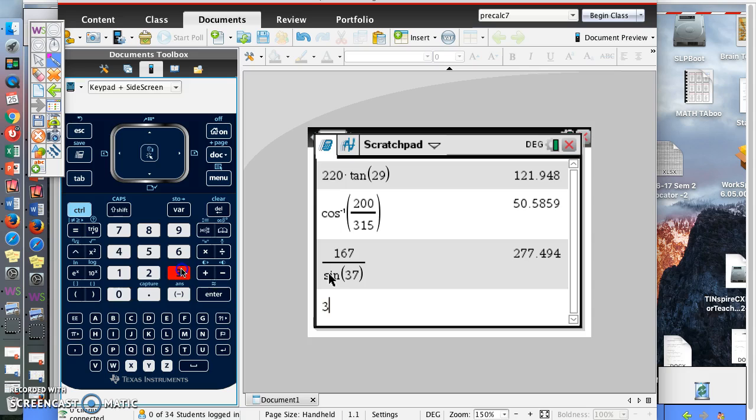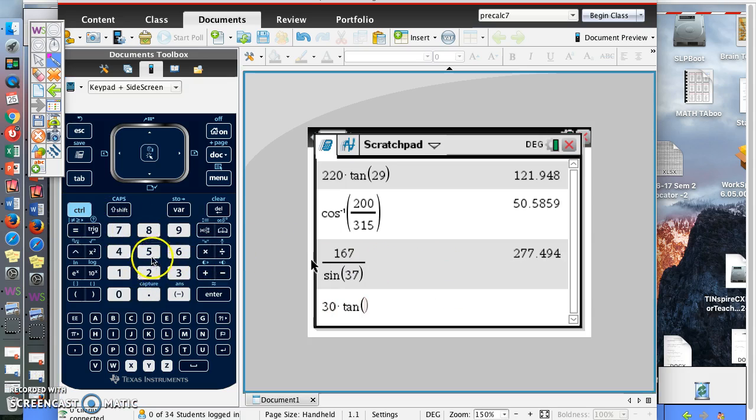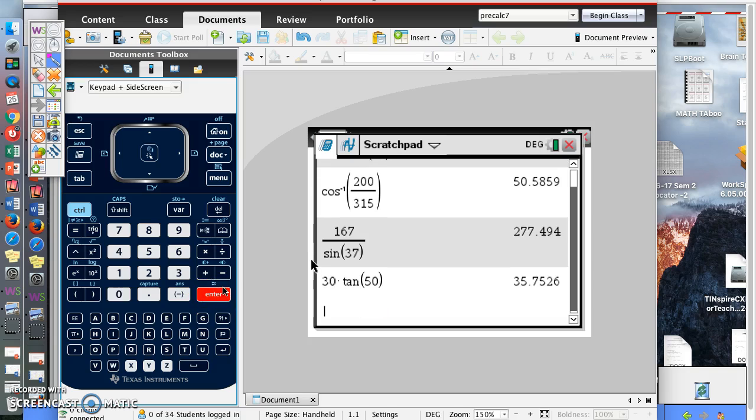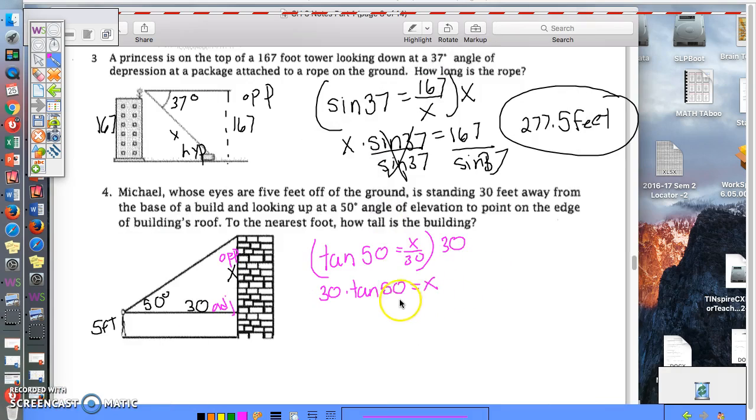So let's type that in. 30 times tangent of 50, 35.75. But since we need to know the total height, we have to add this distance, so we add 5, and we end up with 40.75 feet.